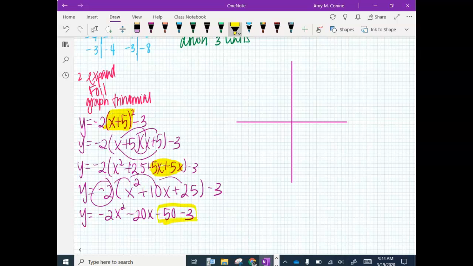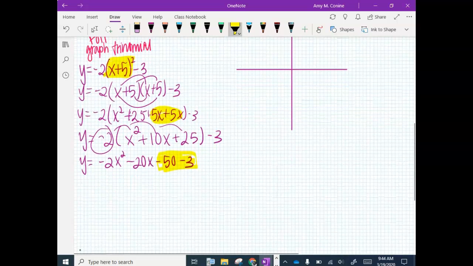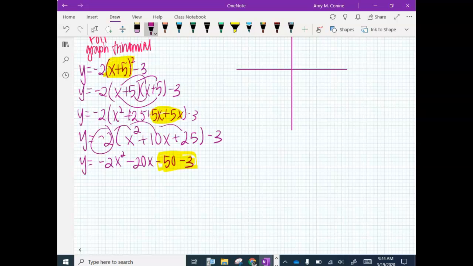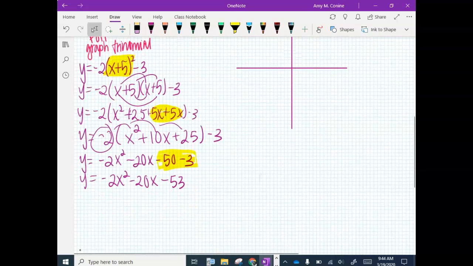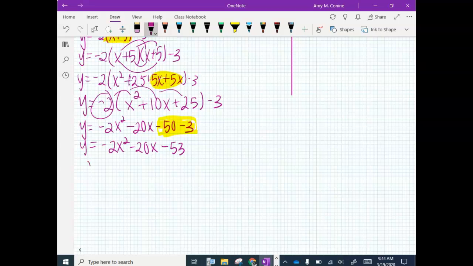And I can take those 2 because they are constants. They do not have a variable. I'm going to put them together. So I have this trinomial right here, the negative 2x squared minus 20x minus 53. All right, so the way we learned how to graph is to take our a, b, and c. So a is negative 2, b is negative 20, and c is negative 53.